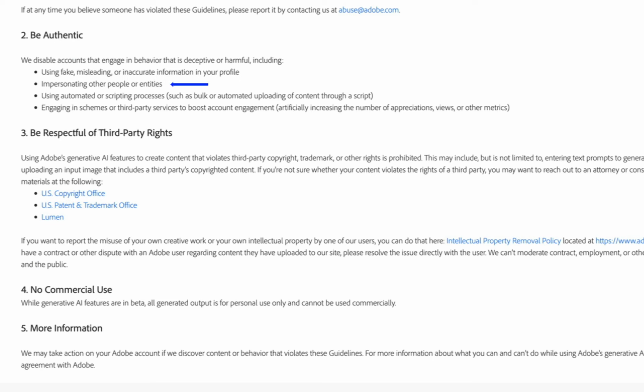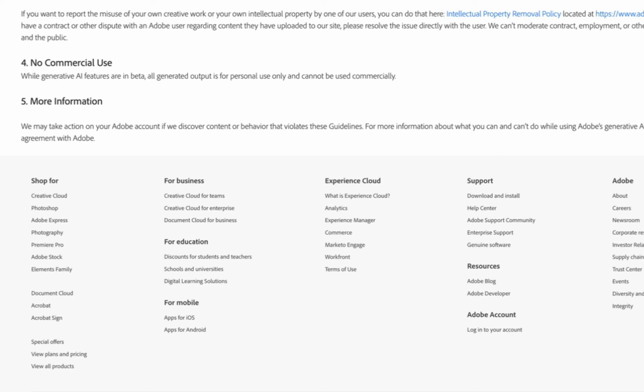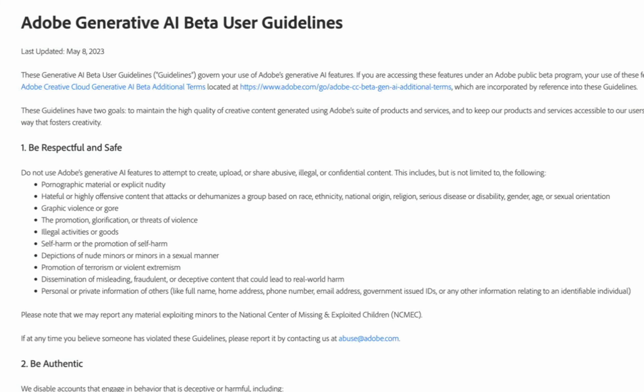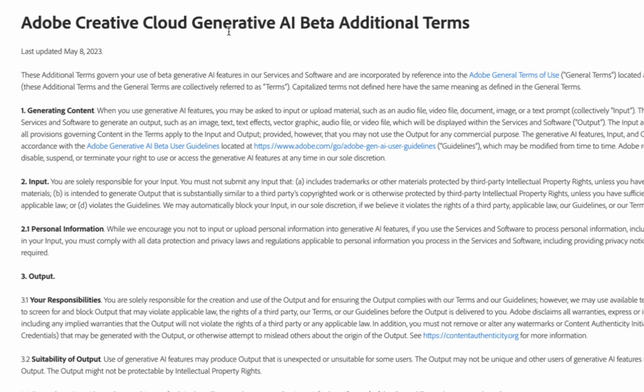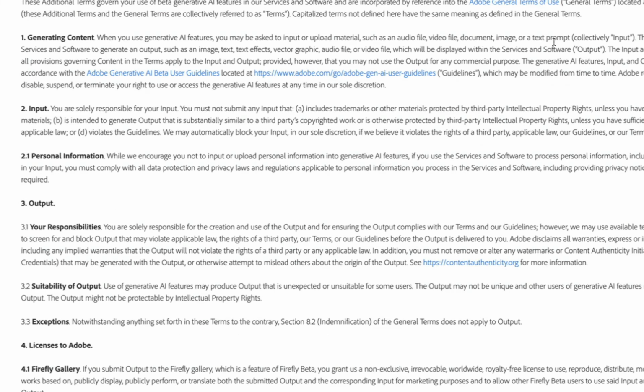Section number 5 says more information. We may take action on your Adobe account if we discover content or behavior that violates these guidelines. Now, for more information about what you can and can't do while using Adobe's generative AI, please refer to your agreement with Adobe. And of course, no link provided. Now, there's also more. We scroll to the top, and we go to this second tab right here, and we see additional terms.